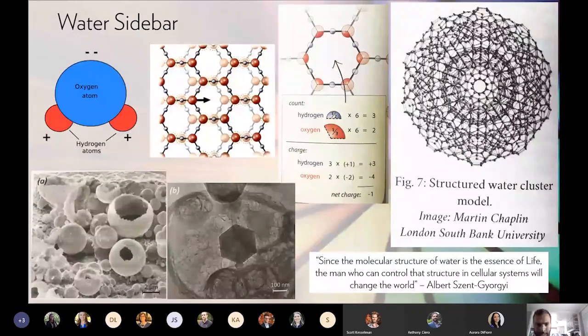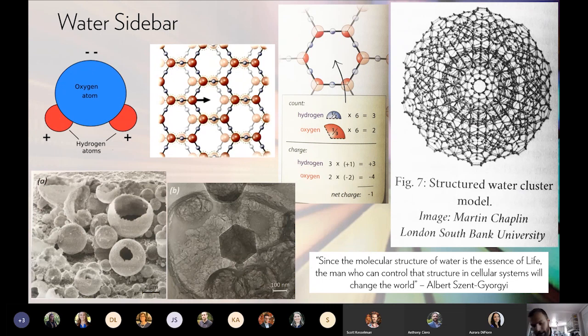I want to do a sidebar on water for a second. So this colored graphic is a basic representation of a water molecule. What's interesting about water is it's a dipole. It carries opposite charges. So the oxygen has a charge of -2, and each hydrogen atom has a positive charge. It allows for really interesting things to happen in how it bonds with itself and can create all these structures.